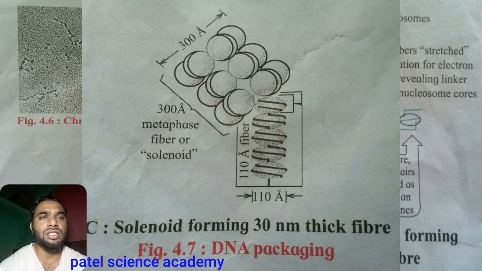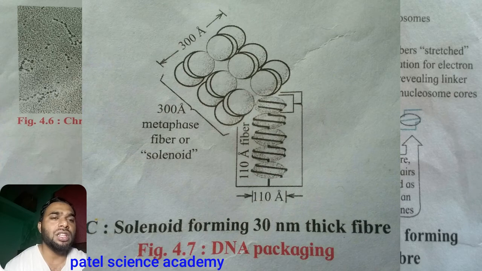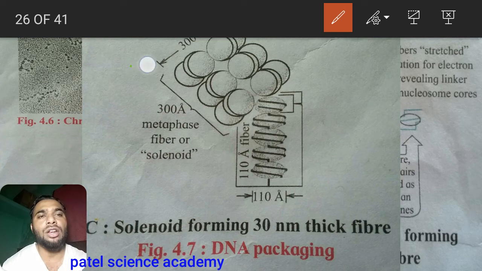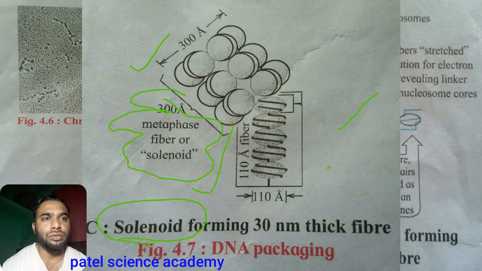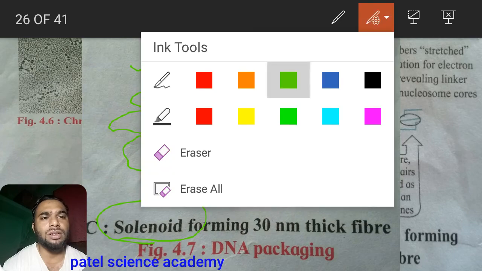Thereafter, dear students, the solenoid structure is formed, forming a 30 nanometer thick fiber. You can see here this 30 nanometer thick fiber structure, the metaphase fiber or the solenoid, which is about a 110 angstrom unit fiber. It has this diameter, so this is called the solenoid, which is made by six nucleosomes. So this is about the packaging of DNA, dear students.